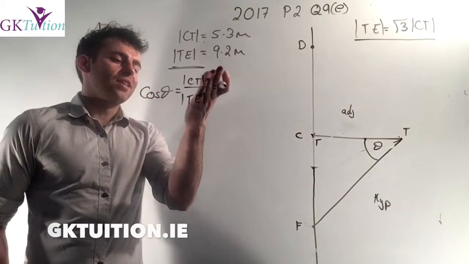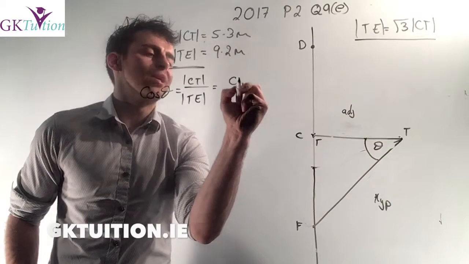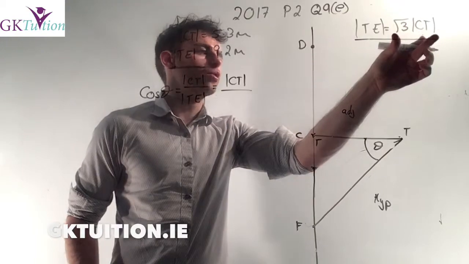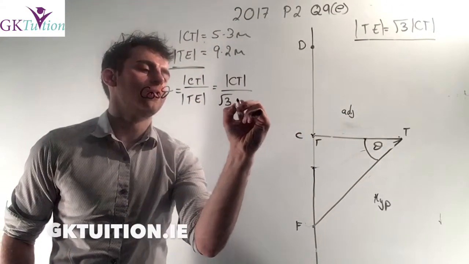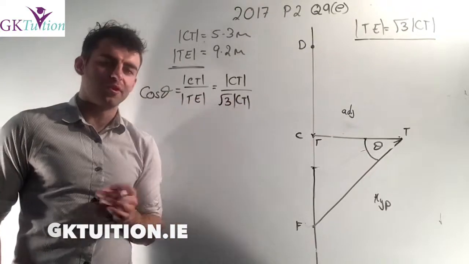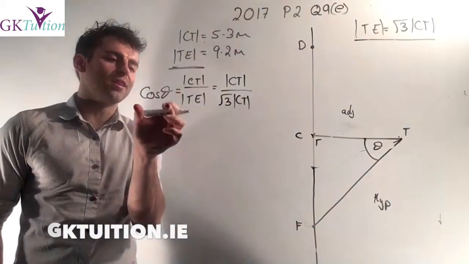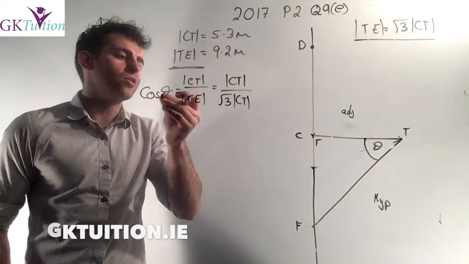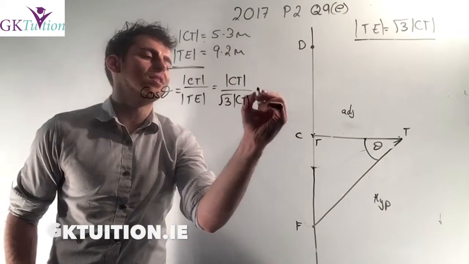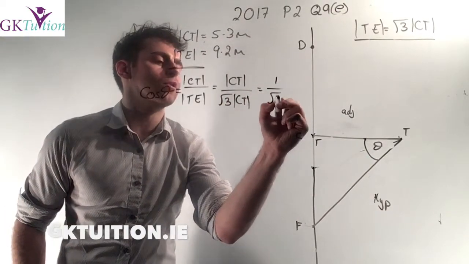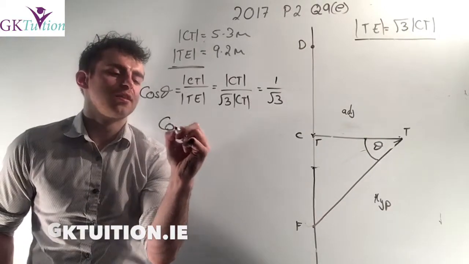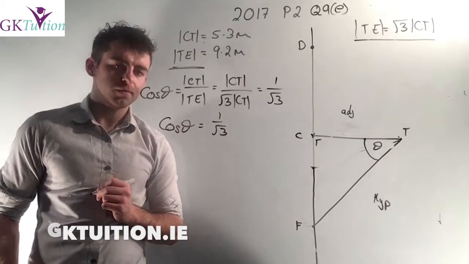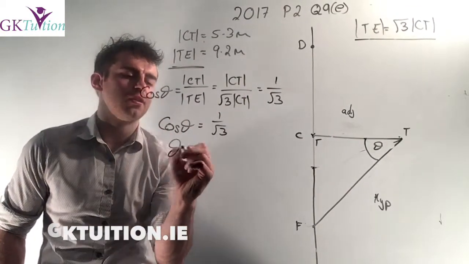The cos of theta in this case is the adjacent over the hypotenuse. The adjacent being CT, and the hypotenuse, instead of TE, I can sub in the square root of 3 times CT. So in fact, I can actually write the hypotenuse in terms of CT. So now I can say that the cos of theta is CT over root 3 CT. If I just divide the top and the bottom by CT, or essentially they cancel out, you end up with 1 over the square root of 3. So in fact, the most accurate way of describing cos theta is 1 over the square root of 3. Cos theta is 1 over the square root of 3.